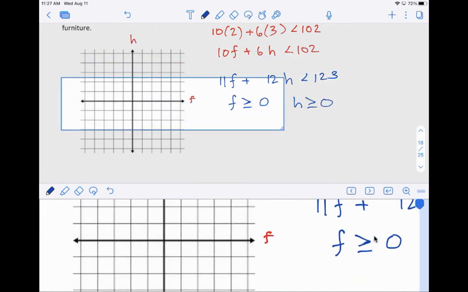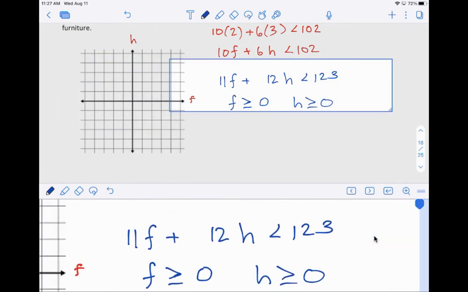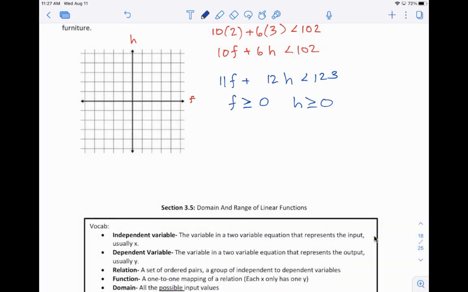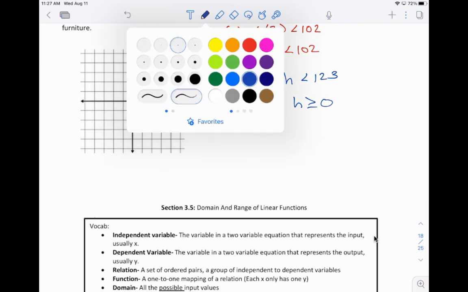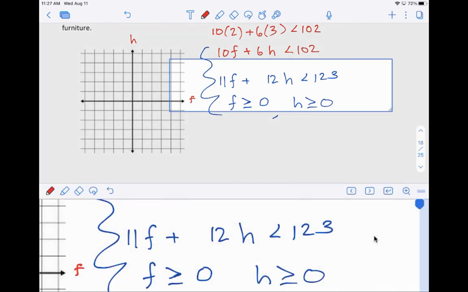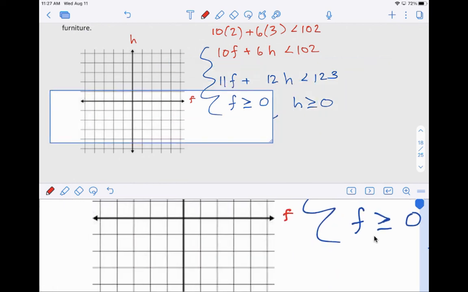We actually have 4 separate constraints. We have 1, 2, 3, 4. That's a really horrible swooshy line, but those are 4 separate things that we have to keep in mind. And the intersection of all of those is going to be the only combinations she has for time. Okay. So first and foremost, let's graph these bottom 2.